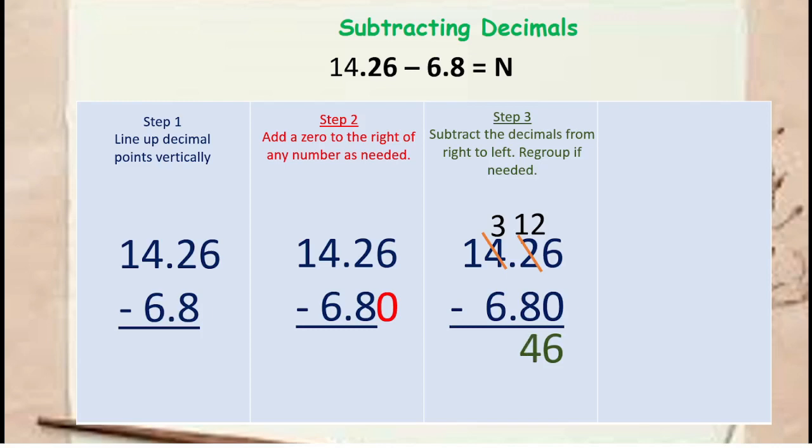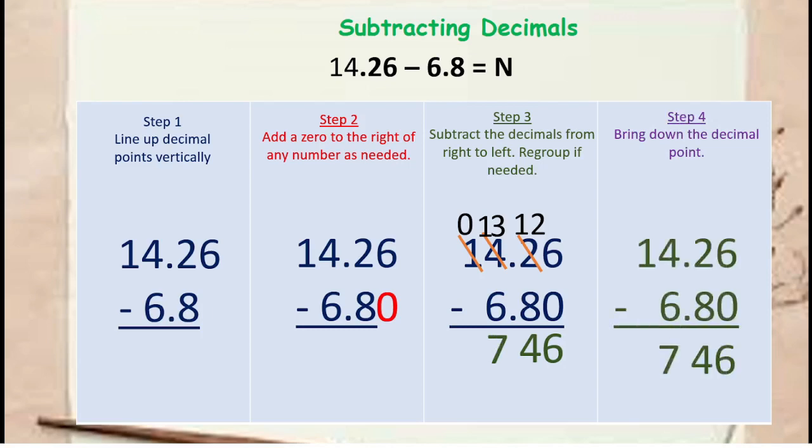3 minus 6 cannot be again, so we need to regroup again to the next place value. 1 will become 0, and 3 will now turn to 13. 13 minus 6 is equal to 7, and the final step is to bring down the decimal point, aligning it from the given example. So we have 14 and 26 hundredths minus 6 and 80 hundredths is equal to 7 and 46 hundredths.